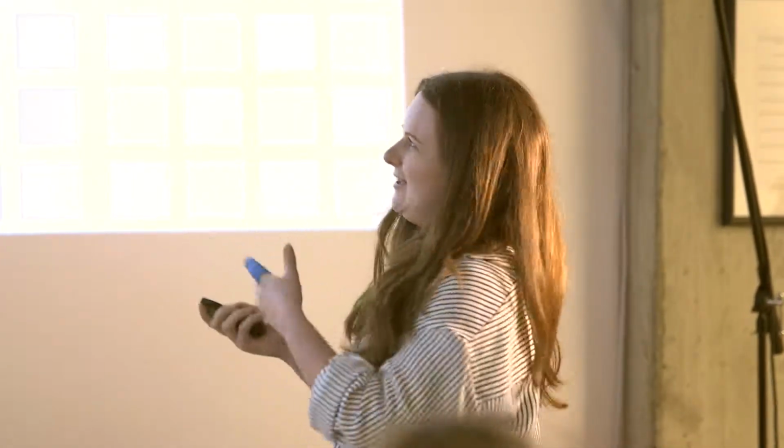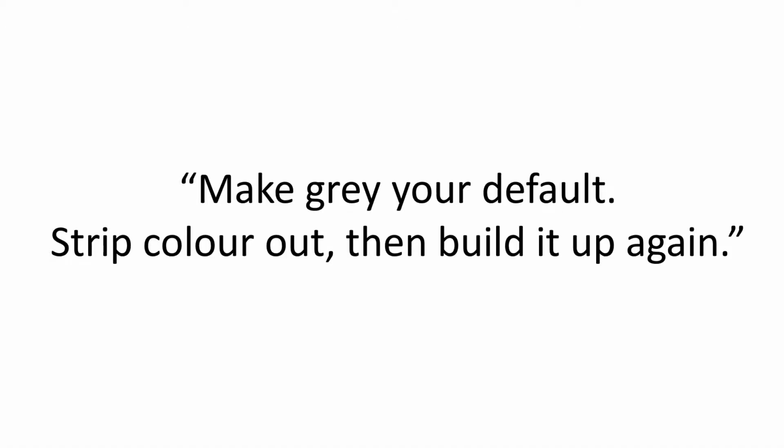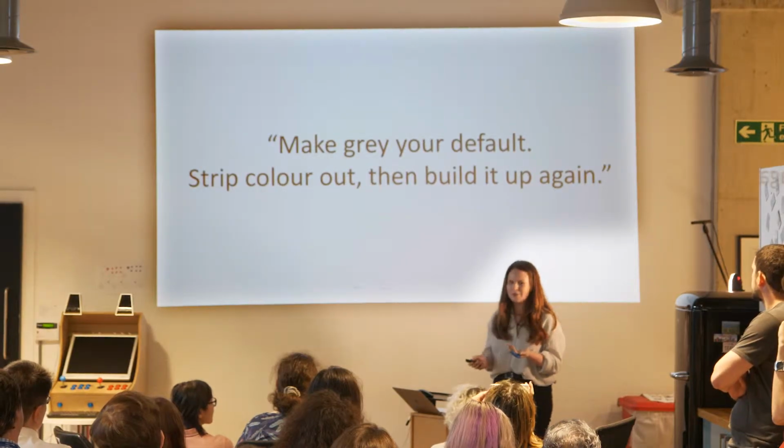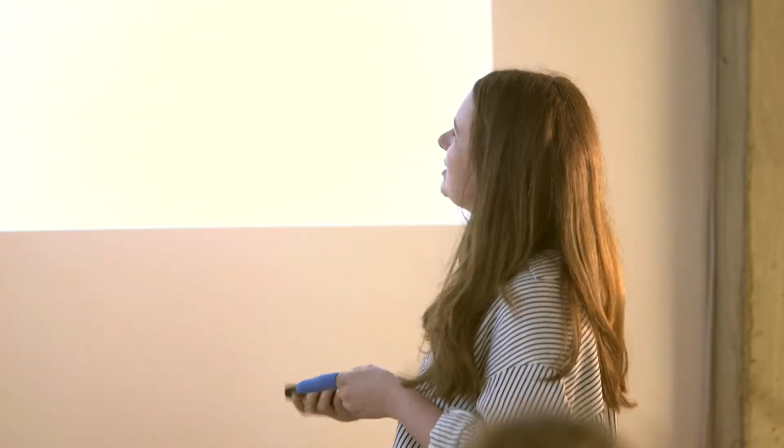I think it was a kind of passing comment, but it's really changed the way I think about formatting. So he was told, make grey your default, strip all colour out, then build it back up again. And that sounds like something really simple and basic, but it's a really good check, and it's something that you can really easily miss, especially when you're really familiar with your dashboard.